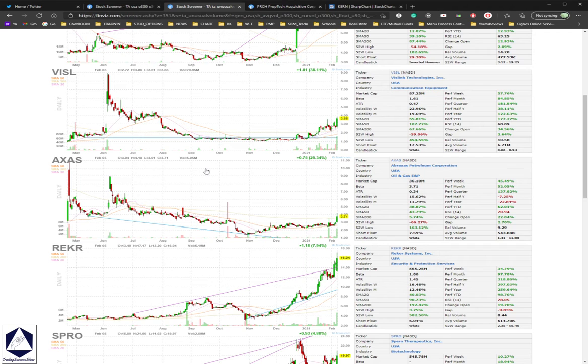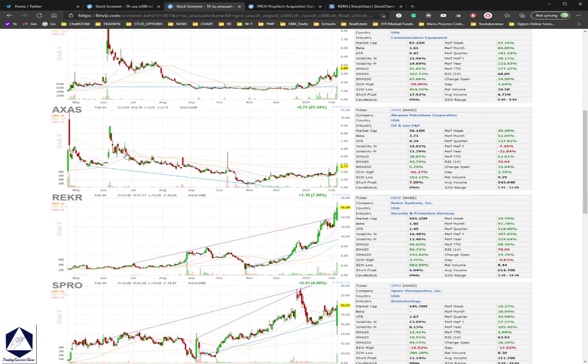AXAX did have momentum on Friday as well. So let's see here. We're actually above all moving averages here, the 20, the 50, and the 200. We actually hit resistance and pulled back. So I'm looking for momentum to continue on this name. AXAX at 3.71. Another one to watch.